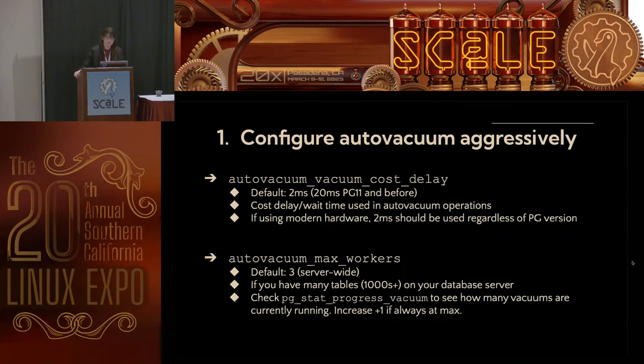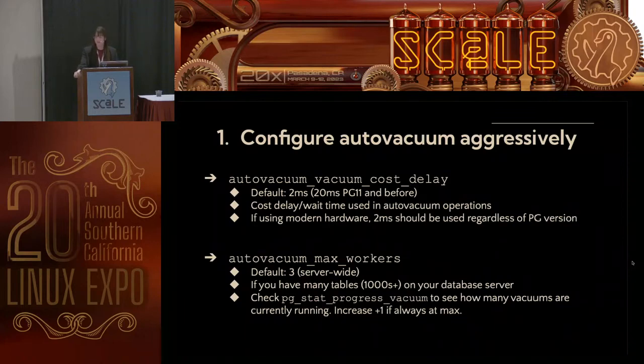The second thing you can do to configure it more aggressively is by changing these two. The first one is autovacuum_vacuum_cost_delay. If you're on PG11 and up, you can leave this as default, it's 2 milliseconds. If you're before that and on modern hardware, you should change it to the current default, which is 2 milliseconds. Basically, this is the cost delay or wait time used to artificially slow the vacuum process. It's a wait time that says once you reach this level of resource usage, back off for a second so that autovacuum doesn't steal a bunch of resources from other things that need them.